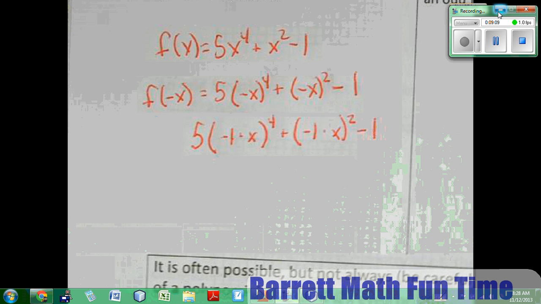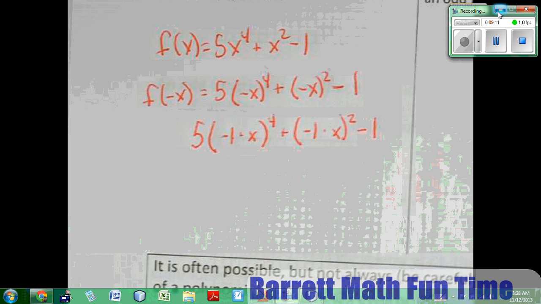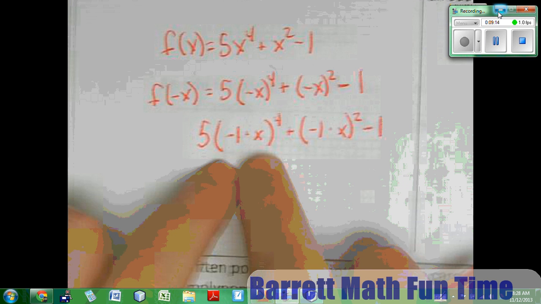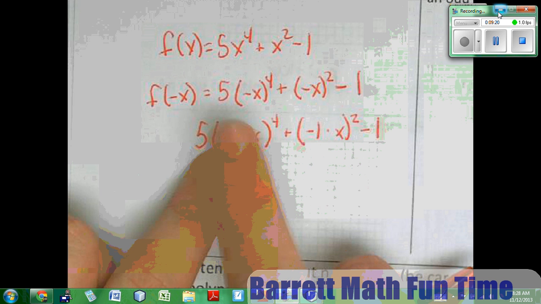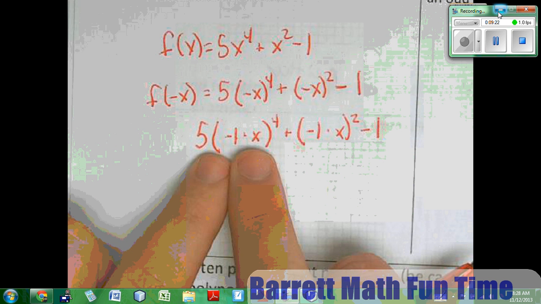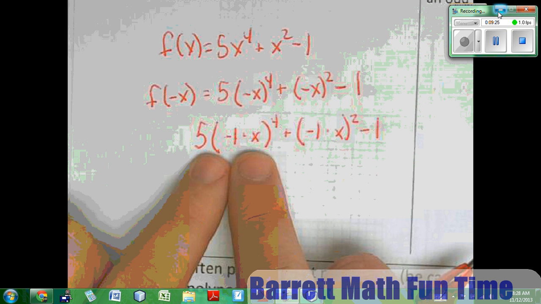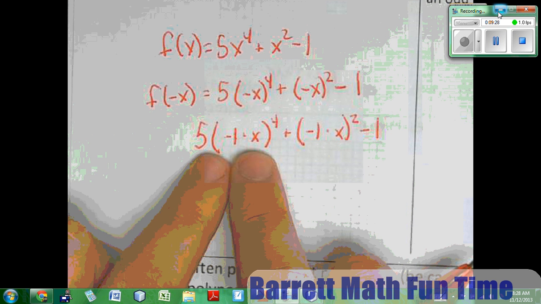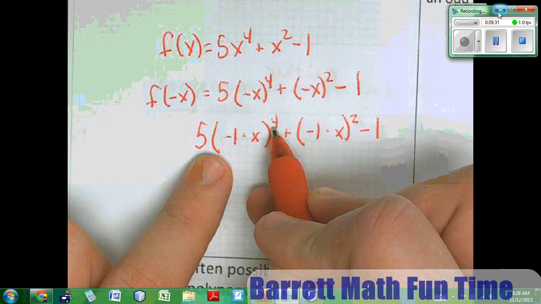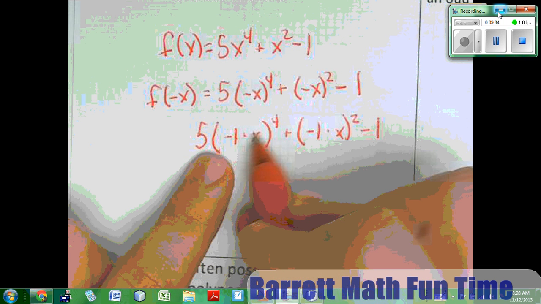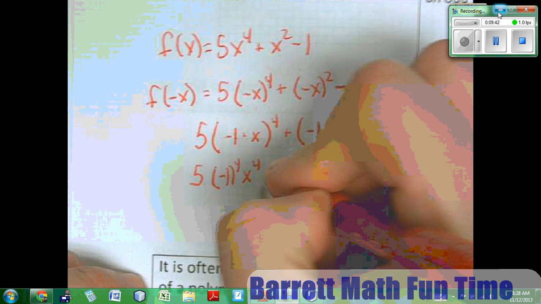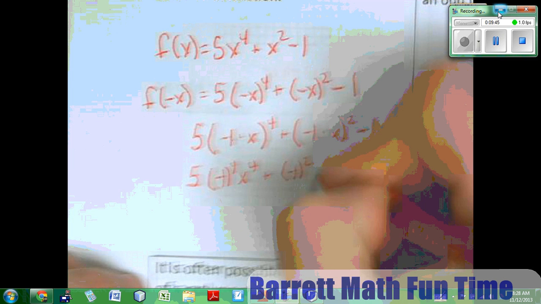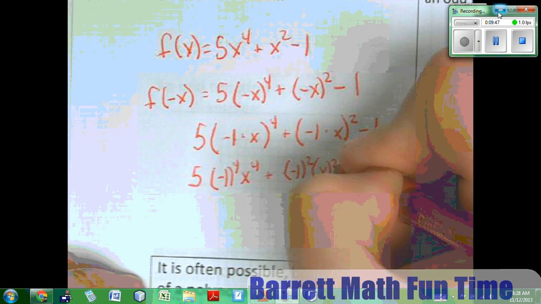Go with me so far? I just broke up negative x into negative 1 times x. Now, I'm going to take this 4 and apply it to the negative 1 and to the x. So I get 5 times negative 1 to the 4th, x to the 4th, plus negative 1 squared, x squared, minus 1.